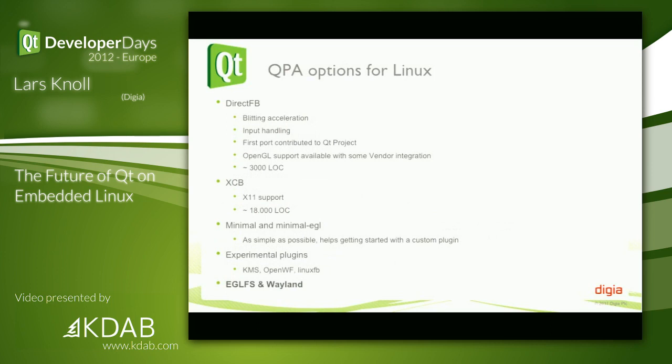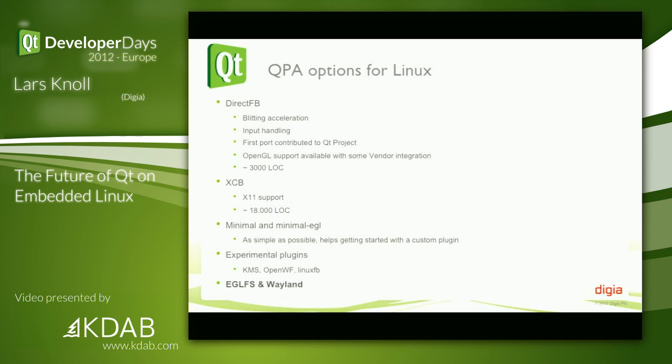So let's go back and have a look at QPA, the Qt platform abstraction, and what kind of options we have there for Linux these days. We did a lot of work, and we got a lot of backends in there that allow us to do things on embedded Linux. We have, as a first option, DirectFB. That was actually one of the first ports that got contributed to the Qt project after we went live. I think the patch series came up 1 or 2 days after we went live with the Qt project, and it has been maintained since.